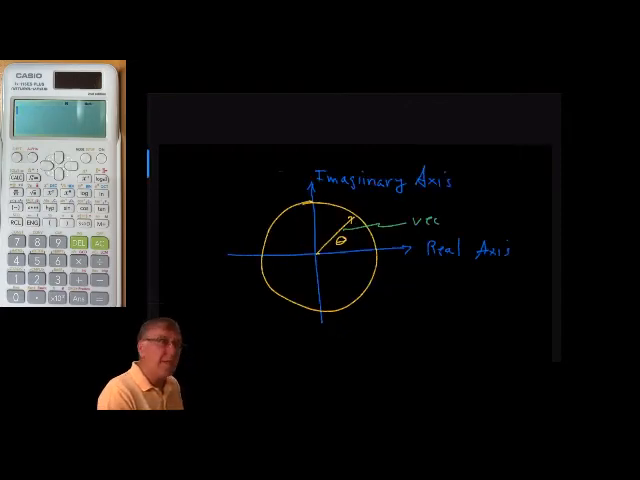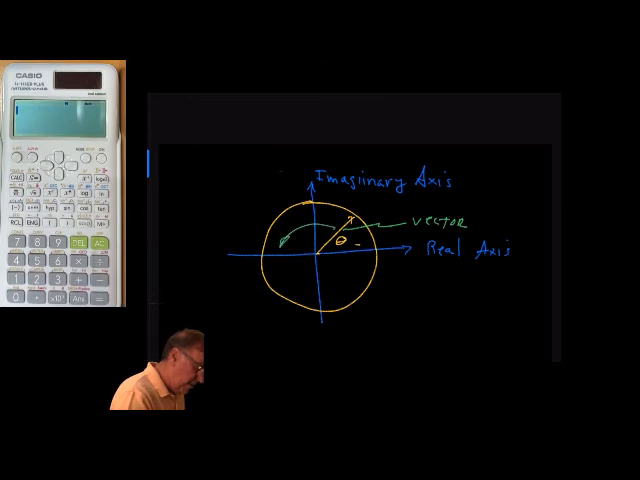In trigonometry, it's related to the unit circle. In other words, as that rotor rotates, it translates to the unit circle, and this is what it looks like. So basically there's a vector, and it goes around the unit circle like this, and there's an angle theta, and you have a real axis and an imaginary axis.